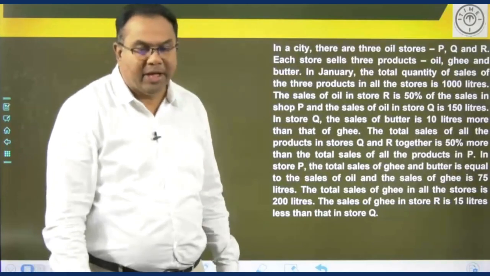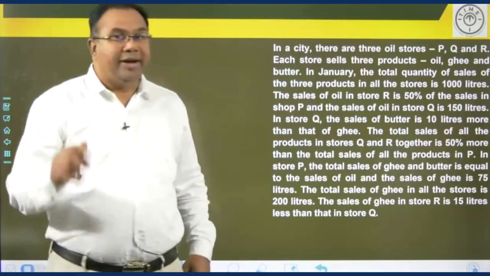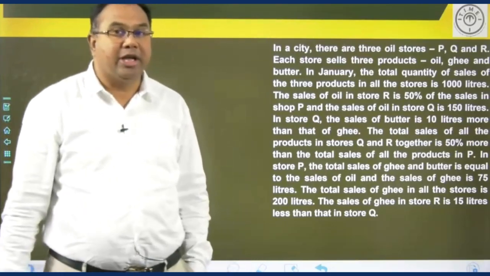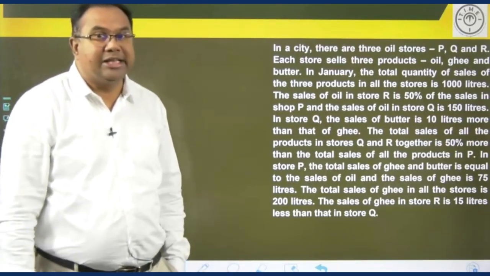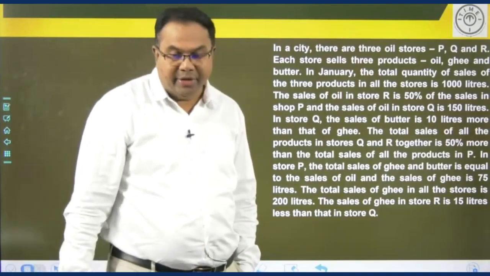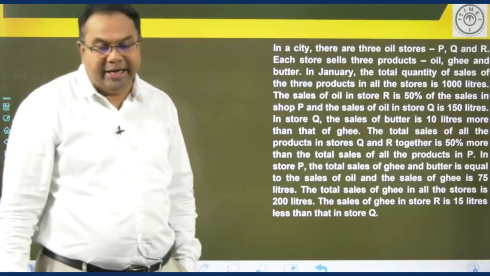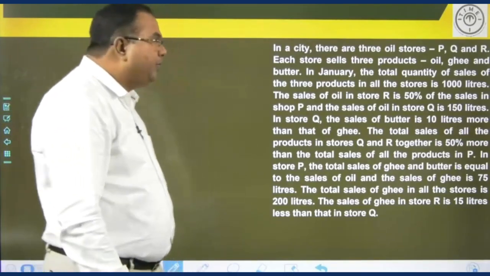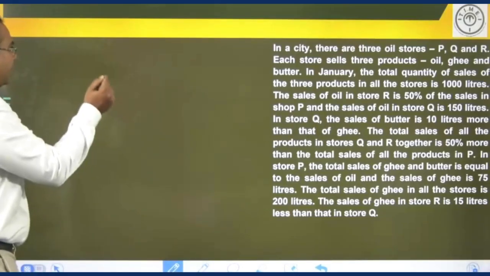Let us look at this. I am putting this data here. So I have understood that in the month of January, we have 3 stores, P, Q and R. He is talking about January sales. Total sales is 1000 and we have 3 products in the store. Each store sells 3 products: oil, ghee and butter. Now friends, I will put this in the form of a table.